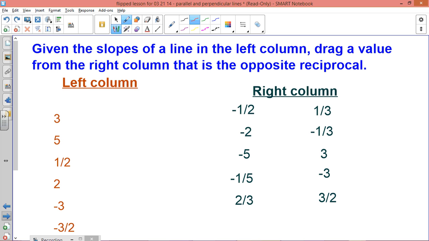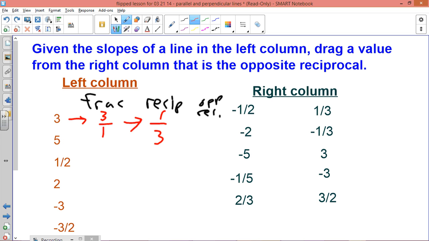If I have a slope of 3 in the left-hand column here, remember my steps. First, fraction, then reciprocal, then opposite reciprocal. And I want to try to find the opposite reciprocal of every one of these. So 3 as a fraction is 3/1. The reciprocal of that, 1/3. And the opposite reciprocal is -1/3. That simple. Let's do the next one.